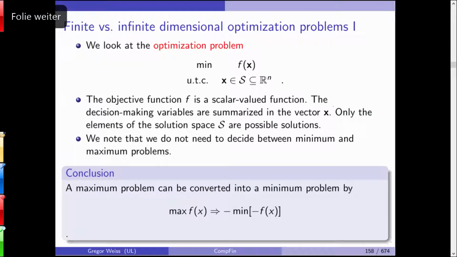Okay, so let's look at this very generally. First of all, we start with a general optimization problem. We usually minimize a function f that is given as a function of a real valued vector x. So we minimize f under the condition that x is included in a solution set S that is part of the n-dimensional real numbers. This is important now that we are looking at n-dimensional real valued functions.